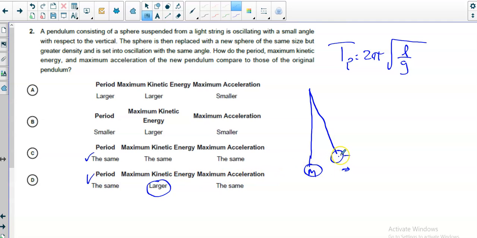Acceleration is going to be the same because how much speed it picks up is independent of mass. Because the mgh here equals the 1/2 mv squared down here. The m's would cancel if you set them equal to each other. So that would be d.